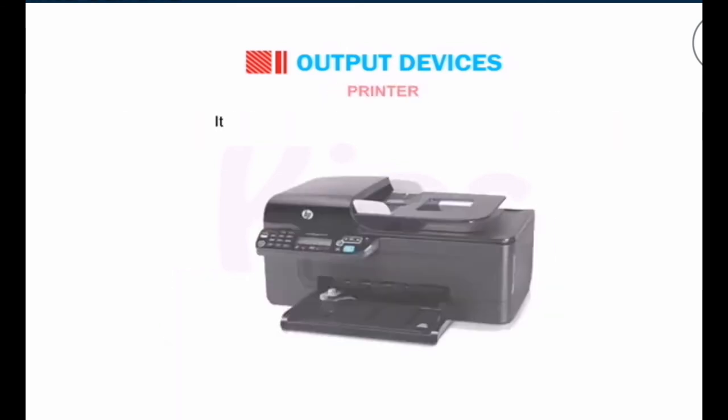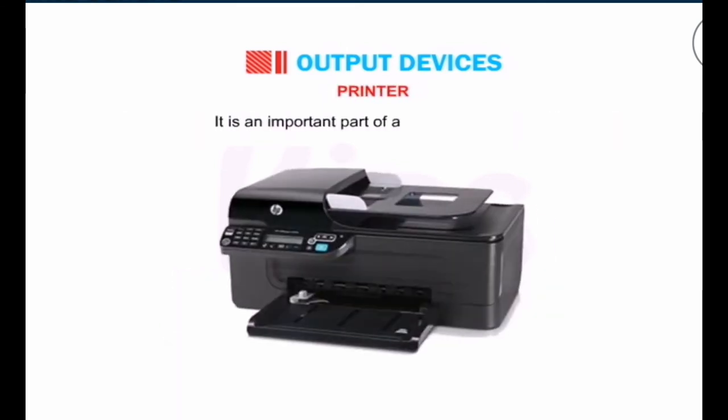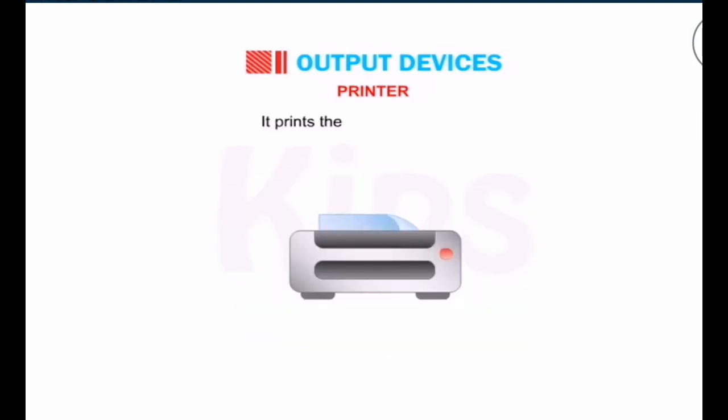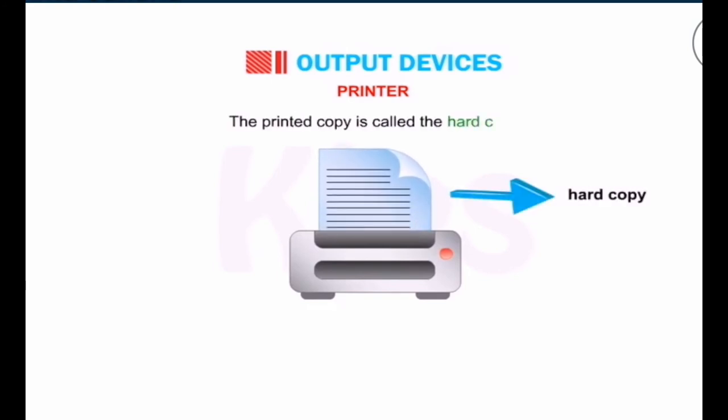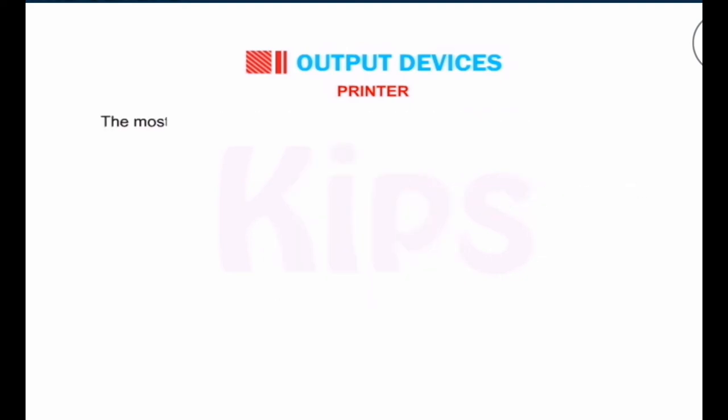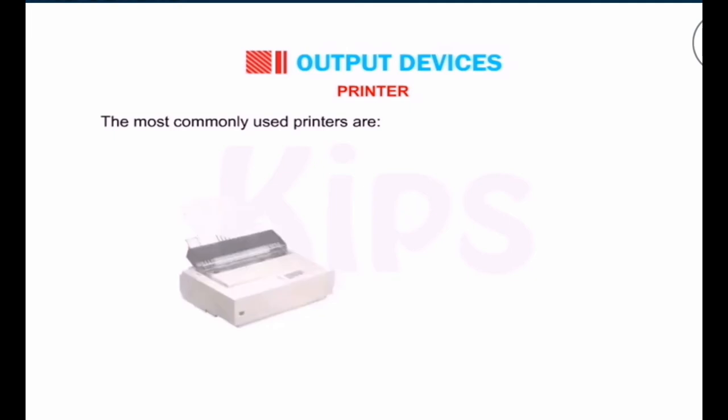Let's move to the third part of output devices, the printer. It's a very important part of the computer system. It prints the output on paper. The printed copy is called hard copy. The most commonly used printers are dot matrix, inkjet and laser printers.